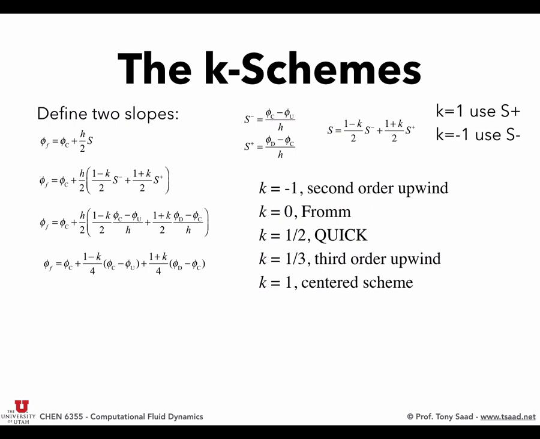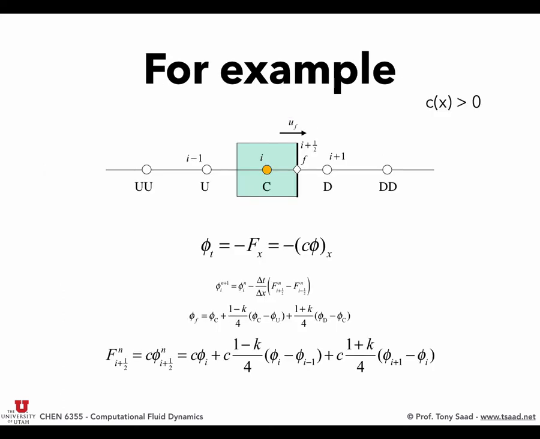Let's try k equal 1. If k equals 1, this term disappears, and then you get 2 over 4, that's 1 over 2. Then 1 minus 1 over 2 phi c gives you 1 over 2 phi c. That gives you 1 over 2 phi upwind plus phi downwind over 2. That's the central scheme. So what I actually implement in practice is the k scheme, and change k as needed.